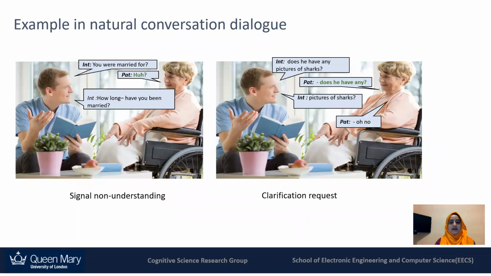where some questions are asked of the patients, and patients are generating some kind of non-understanding or partial understanding signals. Like in the second example, the interviewer or carer asks a question, does he have any pictures of shark? And the patient says, does he have any, indicating a partial understanding of the question. And the interviewer or carer provides that particular bit of information.